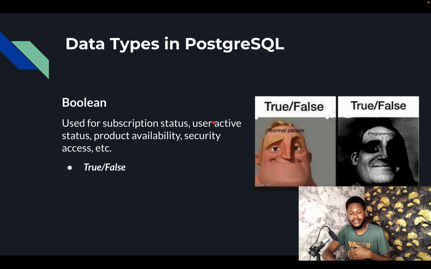A user may be active or not active. A subscription may be active. Another example is whether a product is available. Maybe you have a database like Jumia, and you can see if that product is available: yes, no, 1, 0. Security access is another one, maybe someone has access to a particular platform, let's say a particular sheet. If this person has access, it could be 1 or 0. If you want to store anything that requires yes or no, true or false, then Boolean is the data type used for things like that.